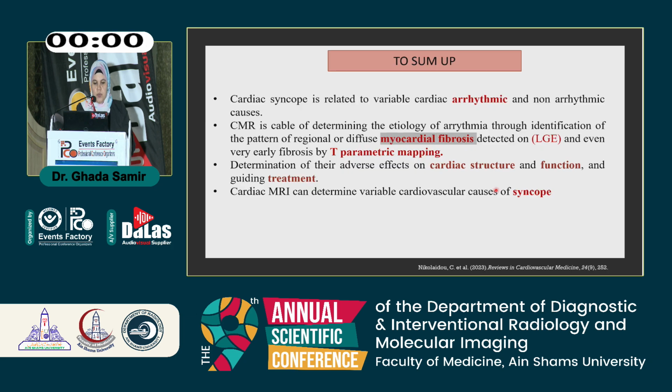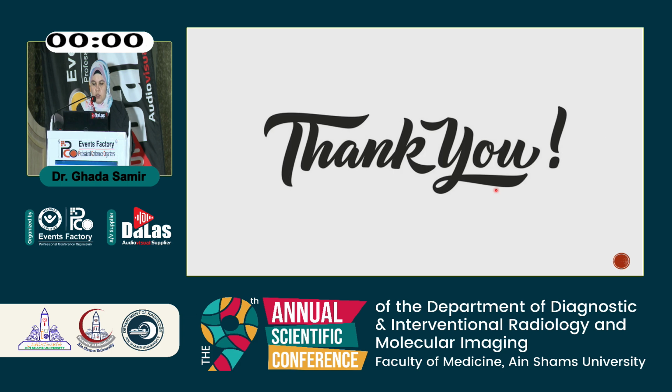So just to sum up, cardiac syncope is related to variable cardiac arrhythmic and non-arrhythmic causes. The CMR is capable of determining the etiology of arrhythmia, so identification of the pattern of myocardial fibrosis using LGE and T1 mapping. Also, the determination of the adverse effect on the heart function and structure, and how we can use this in guiding the management. And also, cardiac MRI can determine variable cardiovascular causes of syncope. Thank you.